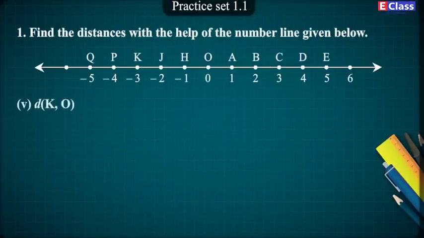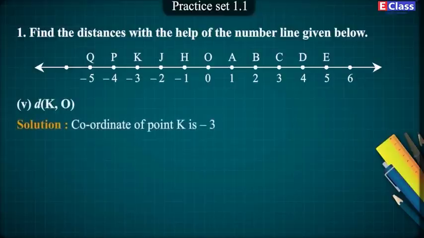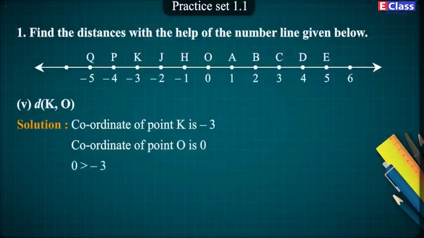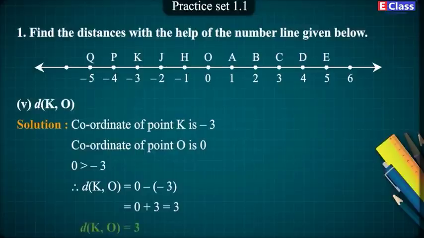5. Distance of KO. Solution: coordinate of point K is minus 3. Coordinate of point O is 0. 0 is greater than minus 3. Therefore, distance of KO is equal to 0 minus (minus 3), which is equal to 0 plus 3, which is equal to 3. Answer: distance of KO is equal to 3.